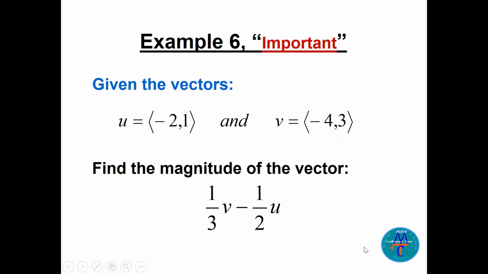Now this is important, because you have to do some fractions there. Given the vectors u and v, (-2, 1) and (-4, 3), find the magnitude of the vector 1/3 v minus 1/2 u. So first, we have to find this vector. Then we find its magnitude.